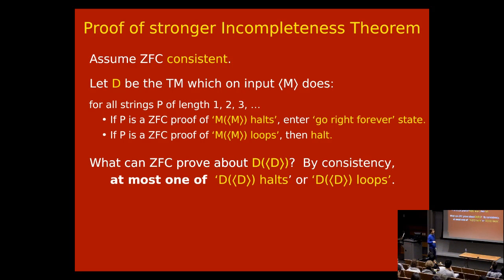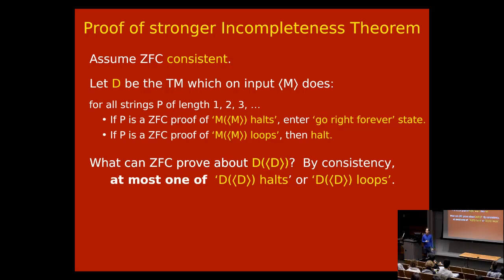By consistency, it can prove at most one of these two statements. These statements are the negation of each other. D of D halts. The negation of that is D of D loops. So consistency says it cannot prove both of them. It proves at most one of them. And we're eventually going to show, in a couple more paragraphs, that it actually proves none of them.